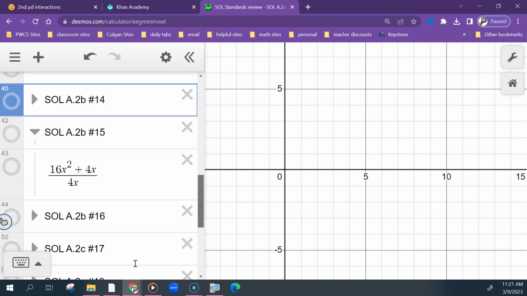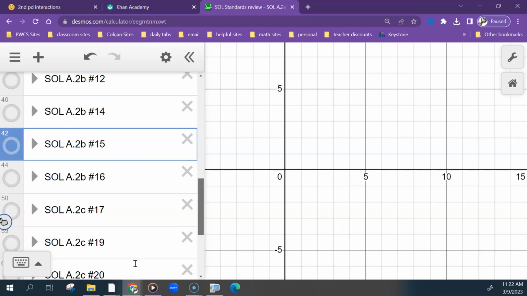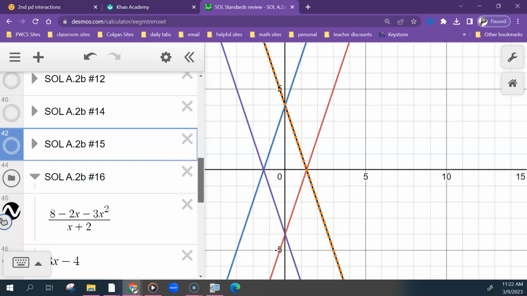15 had n's, and if you type in n's, it won't graph it for you, so you have to change this to x's, but then it'll still do the same thing. And that one was 4x plus 1.